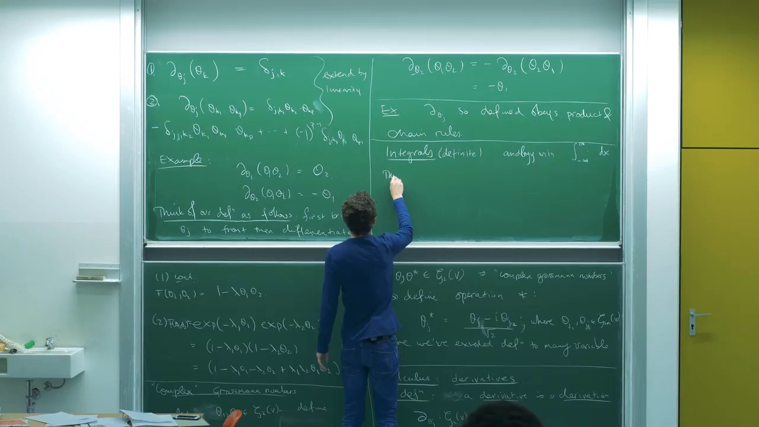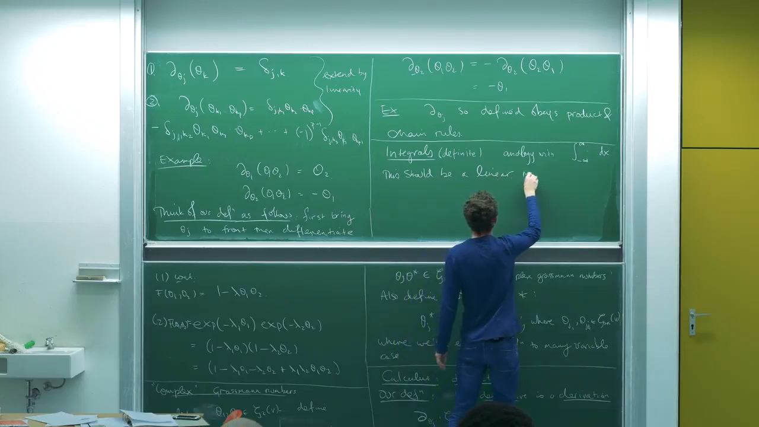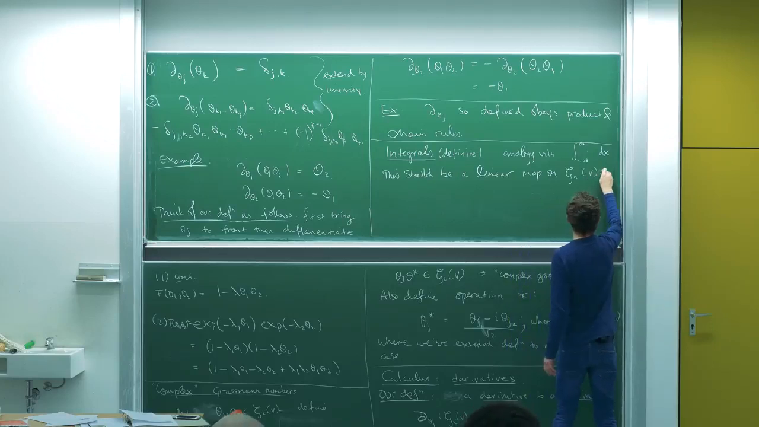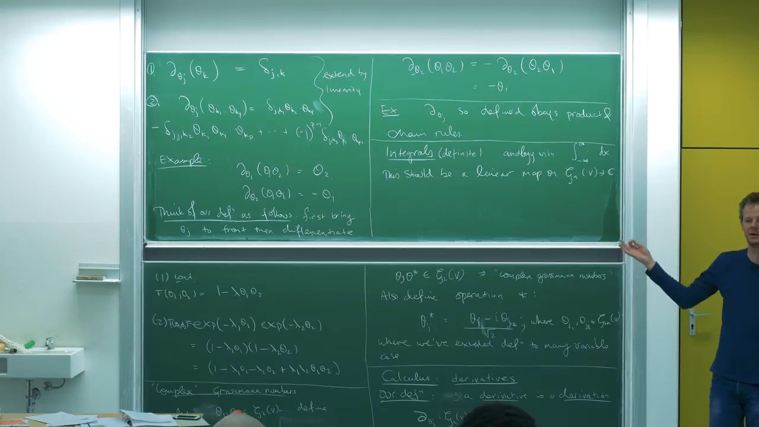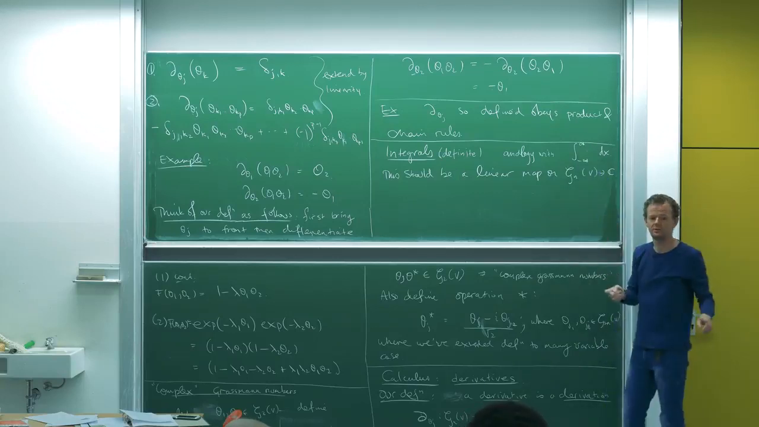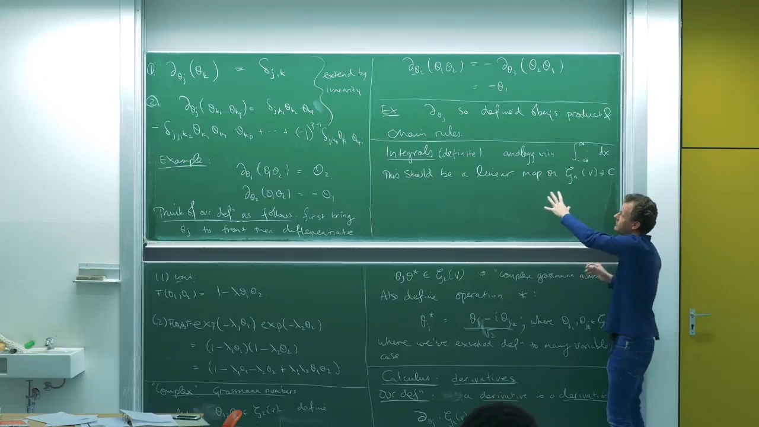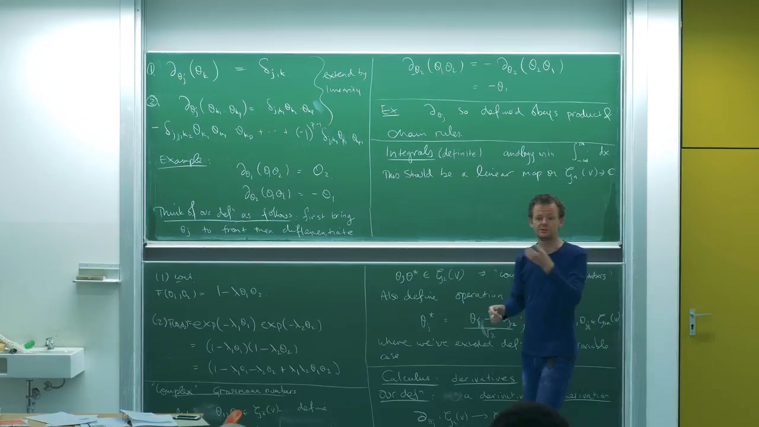So this should be a linear map. And it should take a Grassmann number and give you a proper number at the end, right? Because that's what the integral does. It takes a function and gives you a number. So this should take some linear combination of variables and give you a number. So whatever an integral should be, it should be a linear map from the Grassmann variables to just numbers.